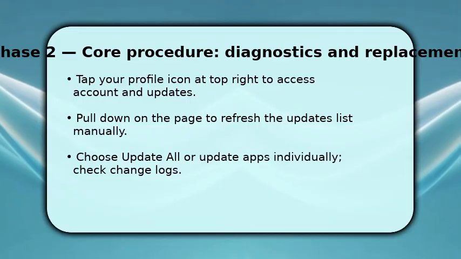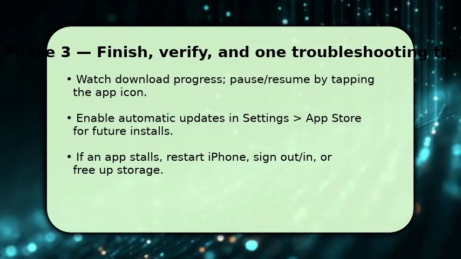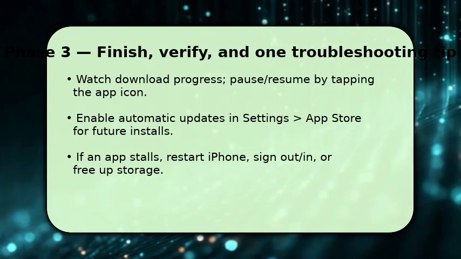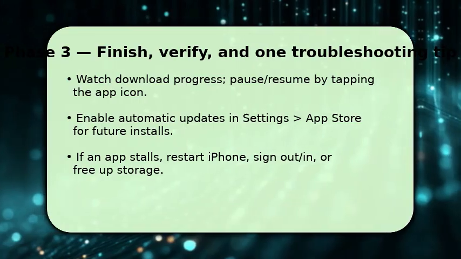After you start updates, watch the progress on each app icon. You can tap an app to pause or resume if needed. To avoid repeating this, enable automatic updates in Settings, App Store. This handles future installs on Wi-Fi.